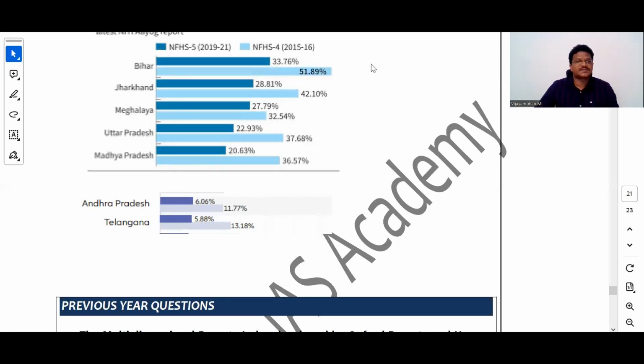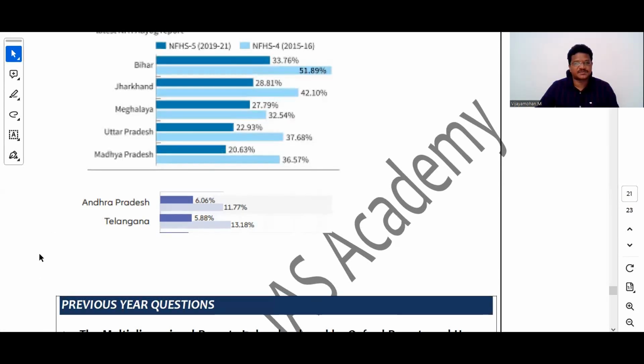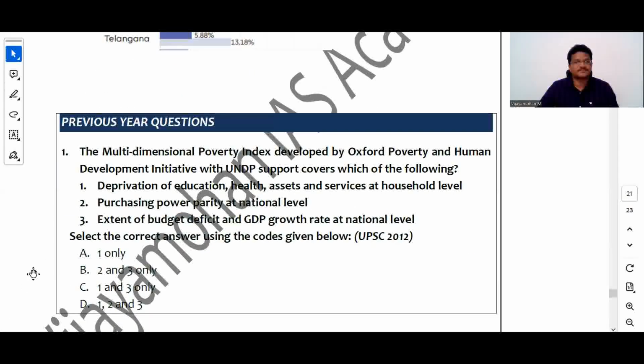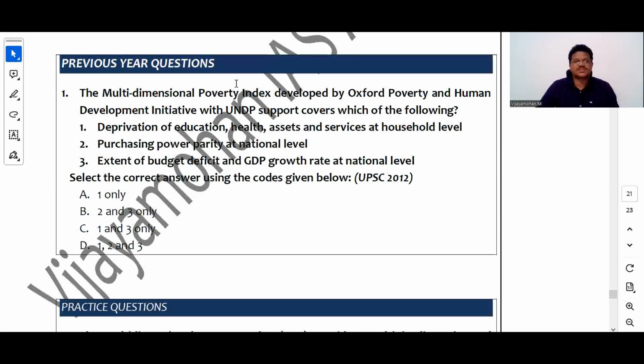Now we will see some of the previous year questions and practice questions. So this question was asked in UPSC 2012. The question is, the multidimensional poverty index, which is developed by the Oxford Poverty and Human Development Initiative with UNDP support, covers which of the following?